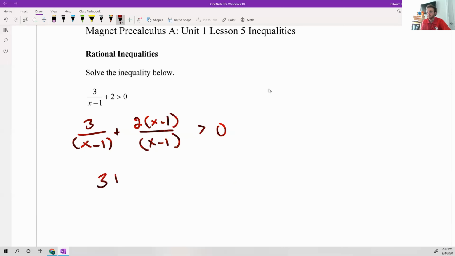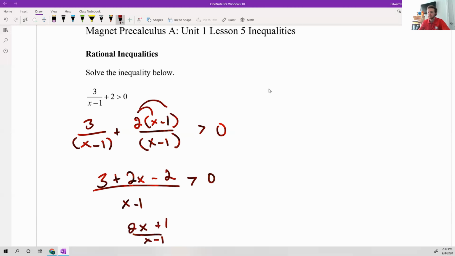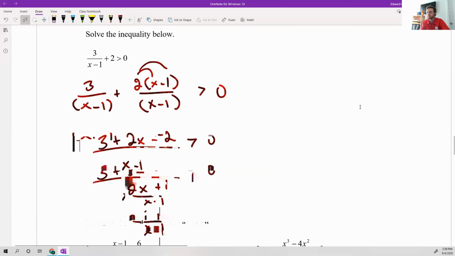And then we can simplify it a little bit. So 3 plus, I'm going to go ahead and distribute. Minus 2. Sounds good. All over, and I'll write the final line in a second. X minus 1. Strictly greater than 0. And then the final line is going to be what? 2x plus 1 over x minus 1. Let me go ahead and scroll down a little bit. Is strictly greater than 0.